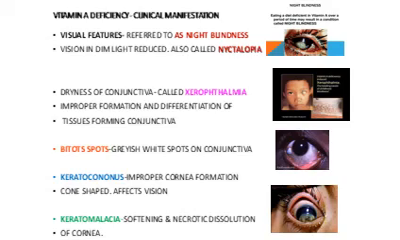Now, what are the broadly the vitamin A deficiency manifestations which you have to write? First is night blindness or nyctalopia. Second is dryness of the conjunctiva called xerophthalmia. This is due to improper formation and differentiation of tissues forming the conjunctiva. Then the grayish white spots on the conjunctiva known as Bitot's spots. Keratoconus, that is improper cornea formation, where the cornea becomes cone shaped and affects vision. Keratomalacia, due to the softening and necrotic dissolution of the cornea. So we have nyctalopia, xerophthalmia, Bitot's spots, keratoconus, and keratomalacia.